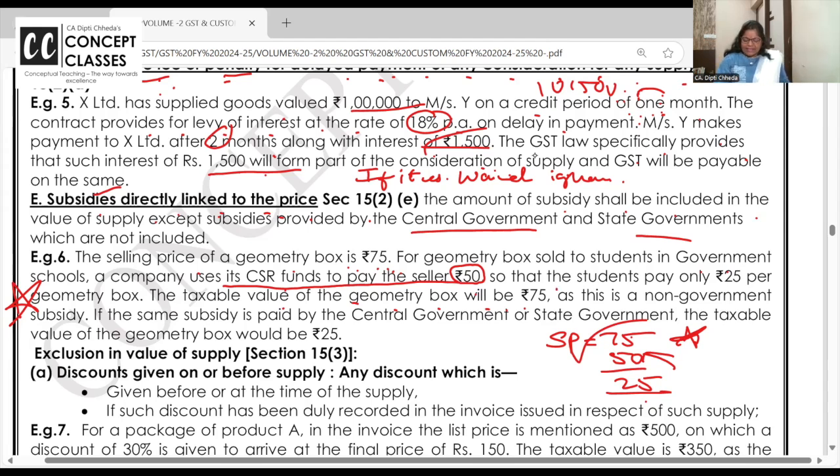Because this subsidy is given by a company, had the same subsidy been given by government, then we would reduce it and we would have to charge the GST only on 20. Take your time, read the example. Is this clear to all of you?